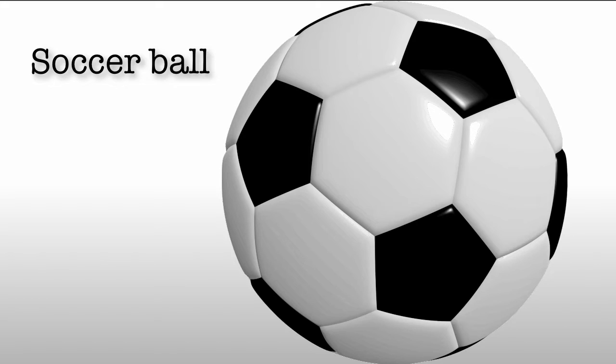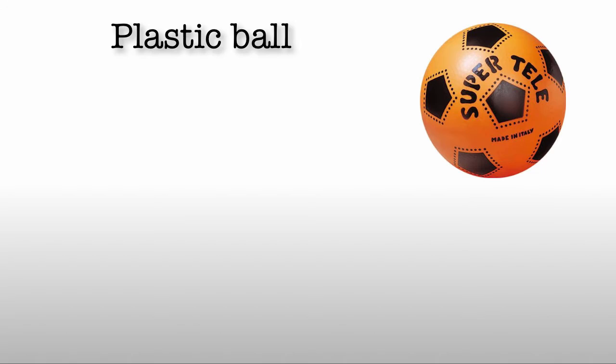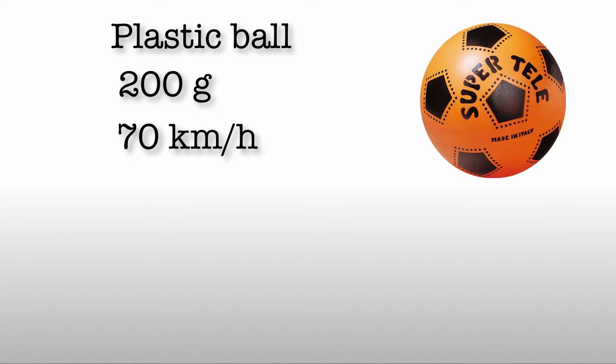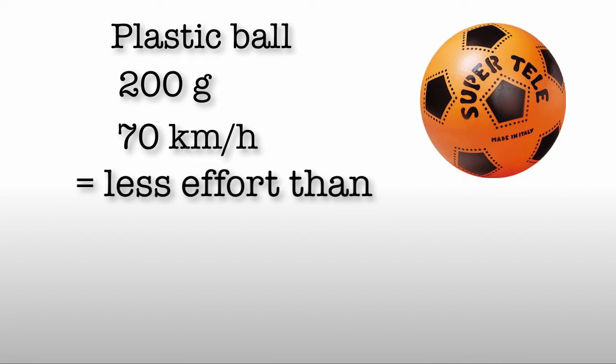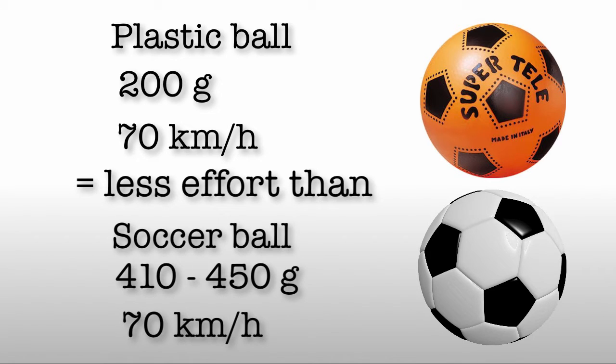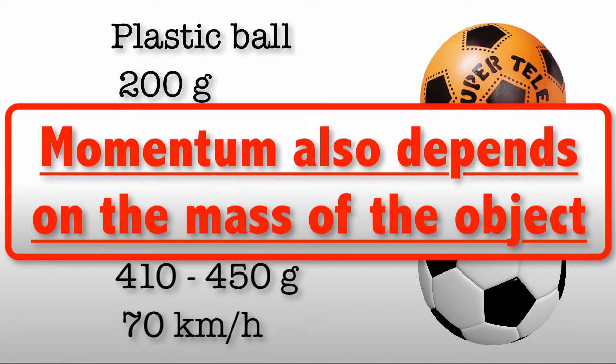Now, a soccer ball weighs between 410 and 450 grams. If the same goalkeeper had to stop a plastic ball, which weighs 200 grams and flies at 70 km per hour, he would need much less effort than for a soccer ball traveling at the same speed. The reason is, momentum also depends on the mass of the moving object. The lesser the mass, the lower the momentum.